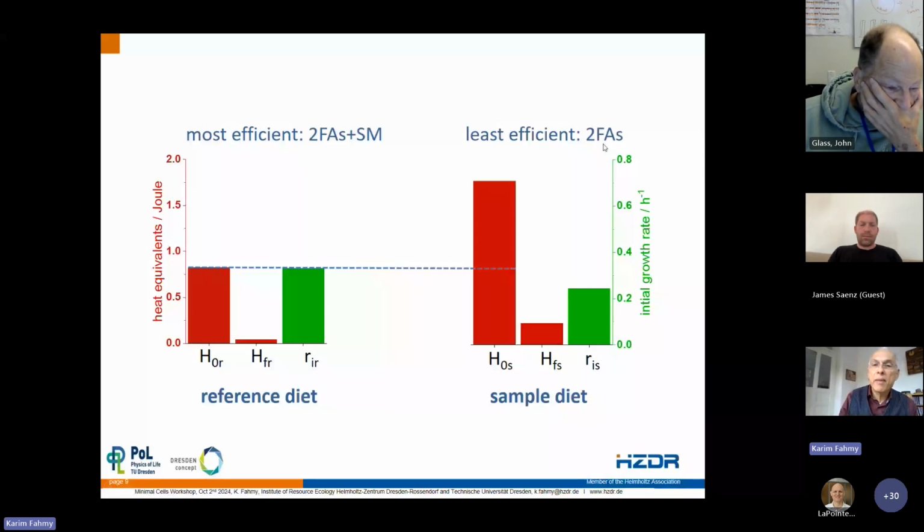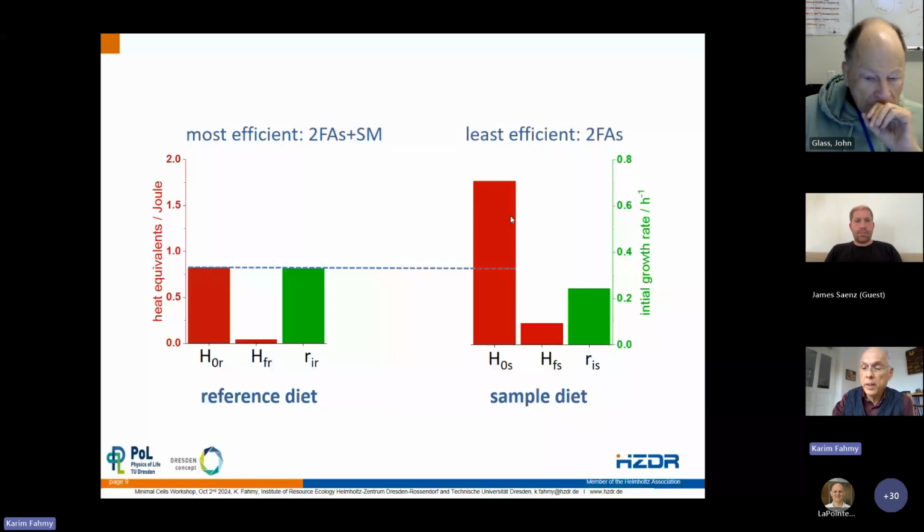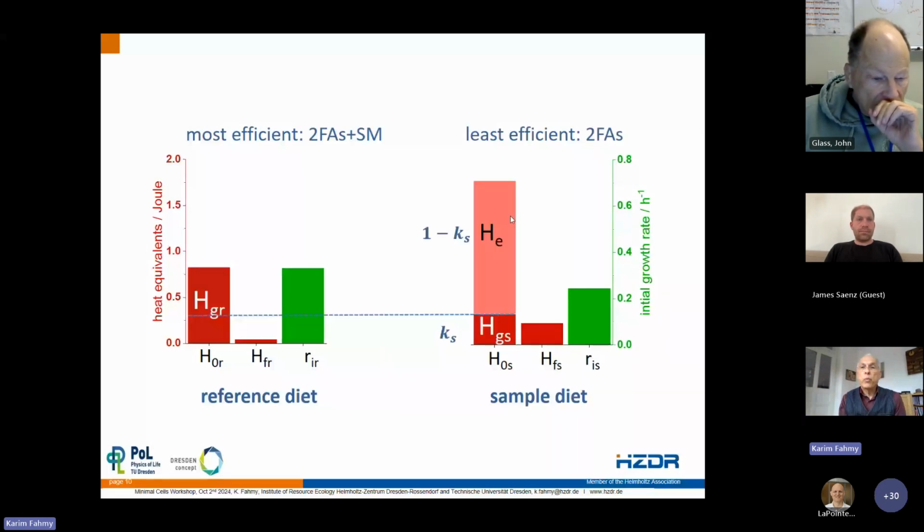So how can I have the same amount of biomass formed if I have, with the same amount of nutrient, produced more heat? That means by definition, the biomass must be less because more heat has been dissipated and less energy from the nutrients would be available for biomass formation. And if we use that criterion that I've just shown based on these Monod constants, in fact, what we predict from the heat flow curves is that with 2 fatty acids only, less than half the biomass should be formed in that diet as compared to our reference diet where we have additional sphingomyelin.